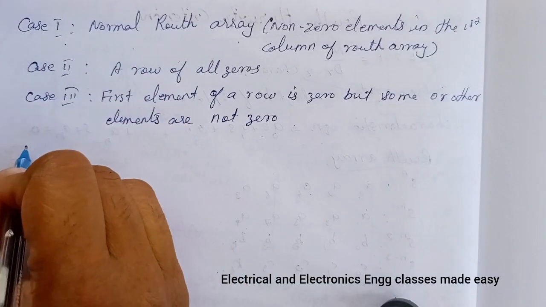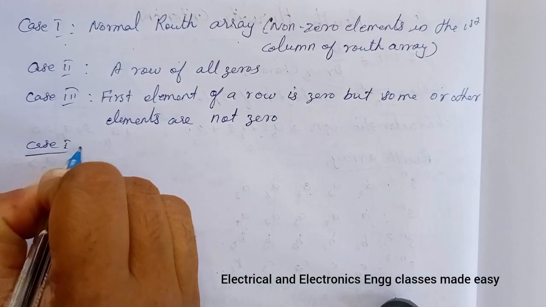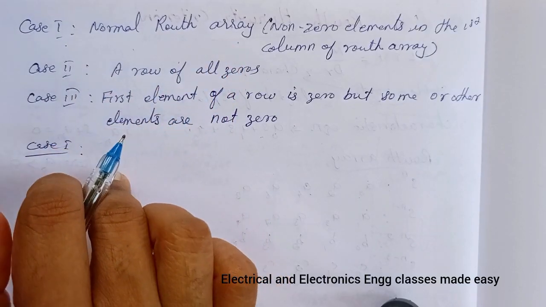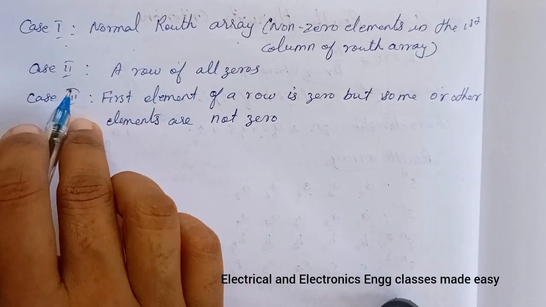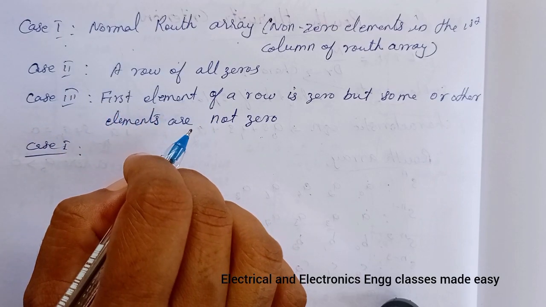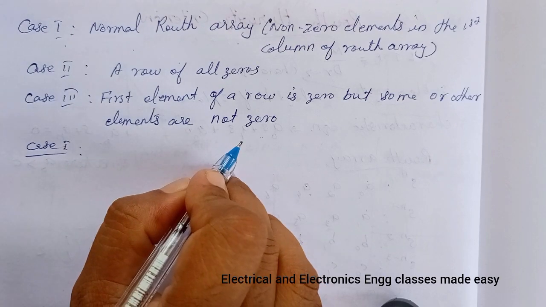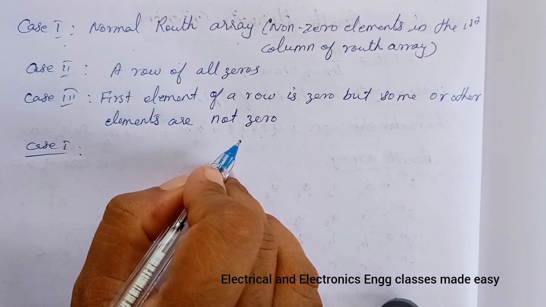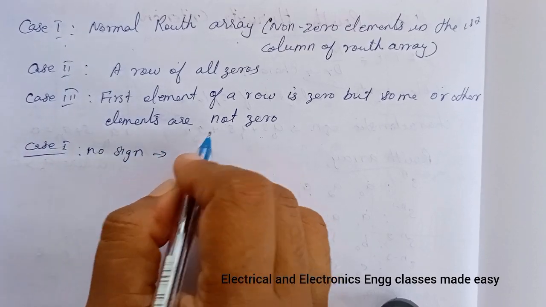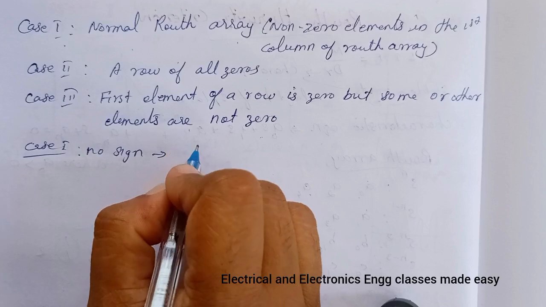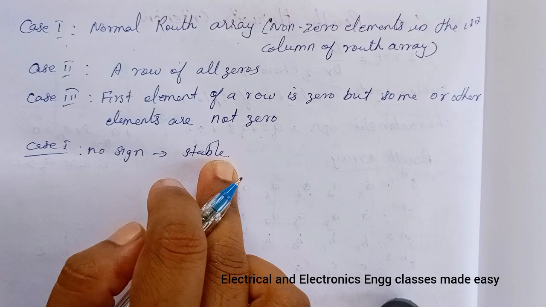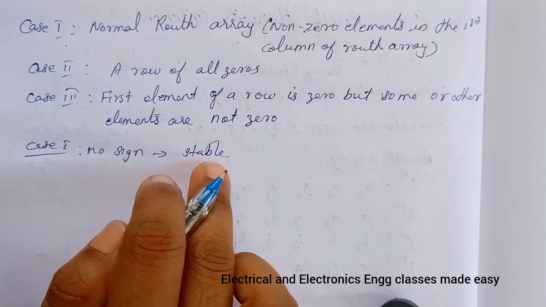So in case 1 is the normal Routh array. That is, here the Routh array can be constructed as explained before. Here the sign changes are noted to find the number of roots lying on the right half of S plane, and the stability of the system can be estimated. That is, if there is no sign change in the first column of the Routh array, then the system is stable. That is, all the roots lie on the left half of S plane and the system is stable.